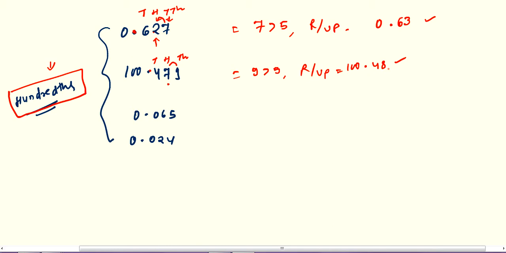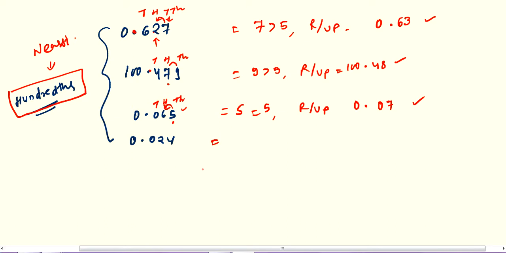Then next is 0.065. Again 10th, 100th, 1000th. So after 100th, because we are rounding off to the nearest 100th, after 100th we have 1000th, and at 1000th we have digit 5, and as you know 5 equals 5, so this is a case of rounding up. So this 5 will give 1 to 6, so 0.0, then 6 plus 1 is 7, then we will remove 5, so 0.07 is the required answer.